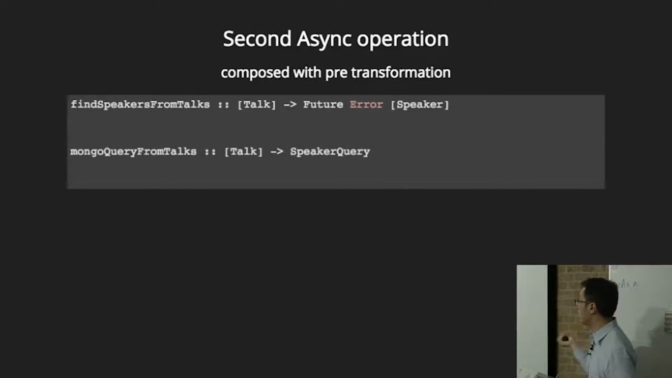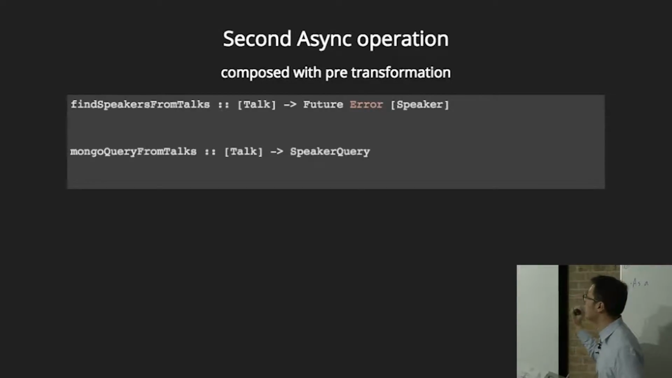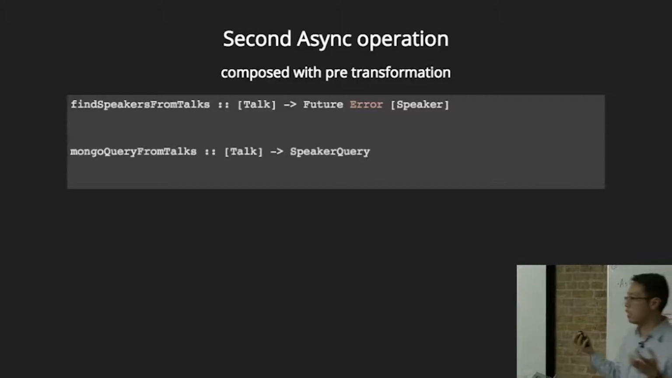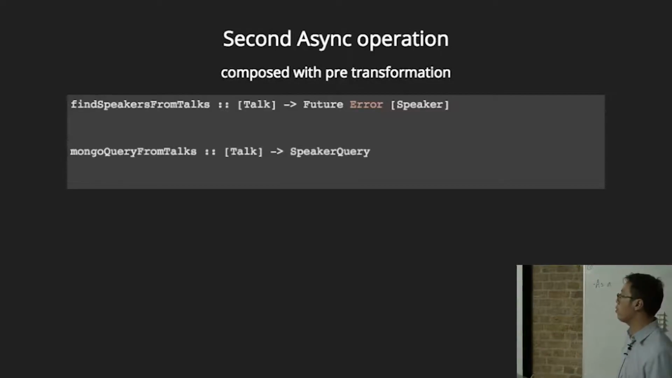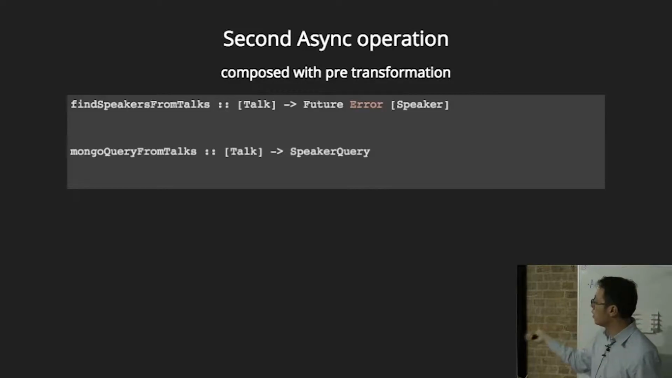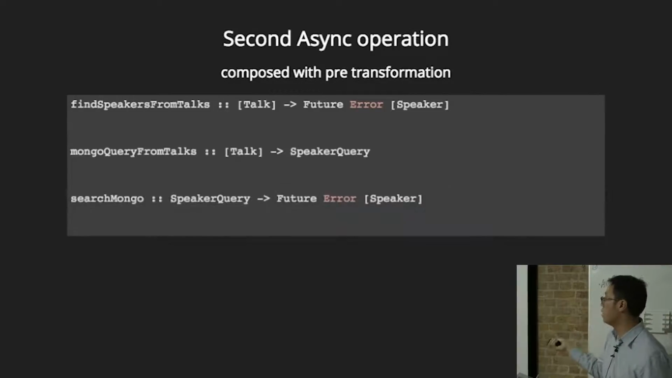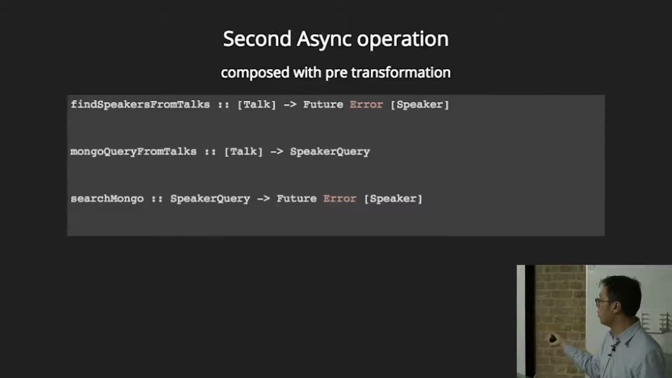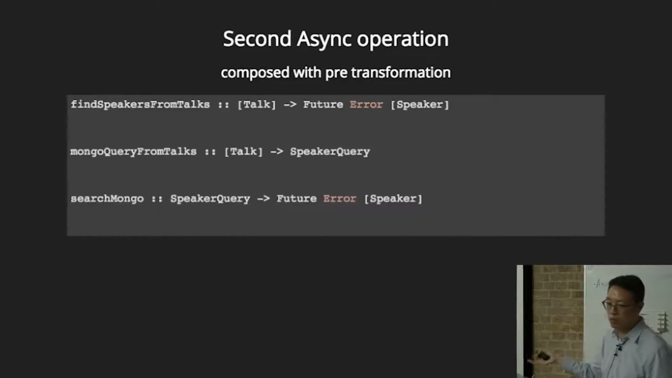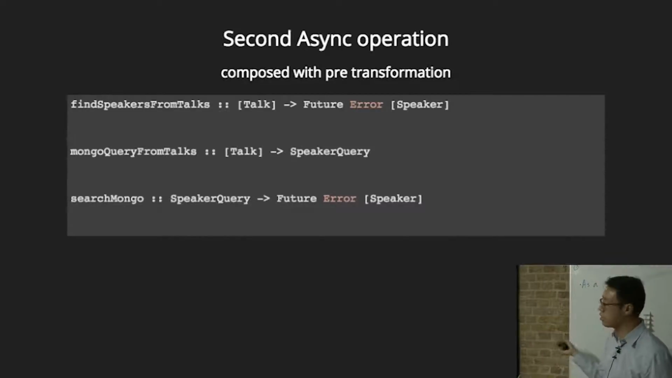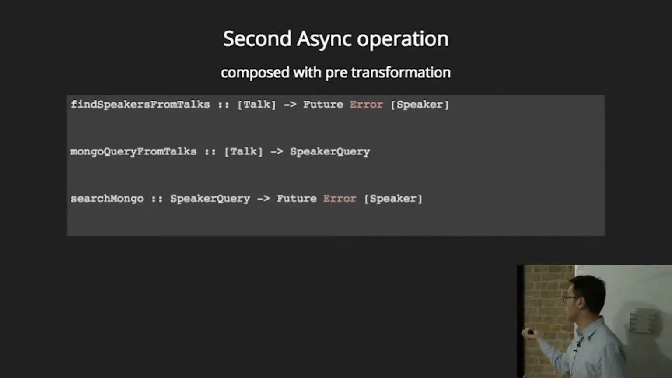So here we have a particular standard Mongo query, find. This is the pre-transformation. We've got a list of talks, and what we really want to do is take those talks and pass them into an object that we can feed to a Mongo query. Then we want to take that speaker query object that we've generated and pass it on to our Mongo client library to actually get the result set that we care about. So here it just returns the various speakers.